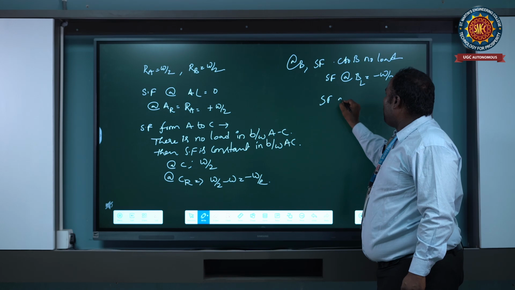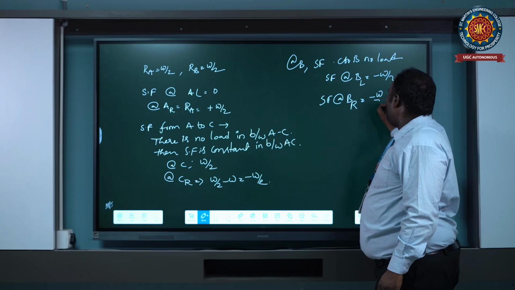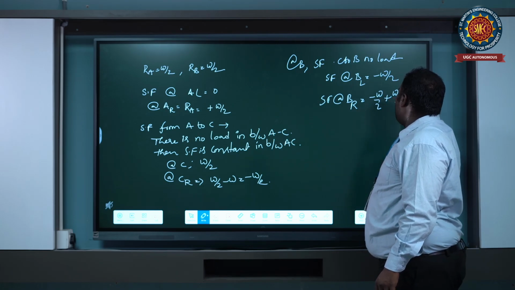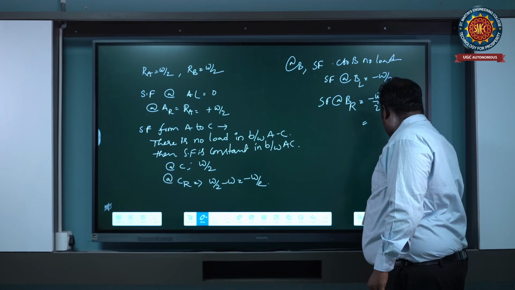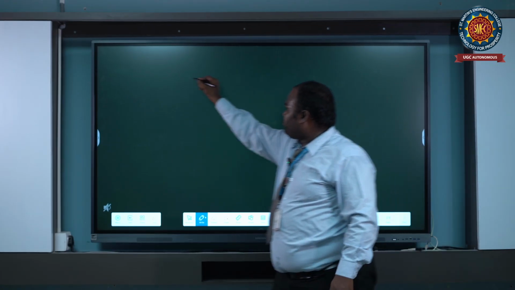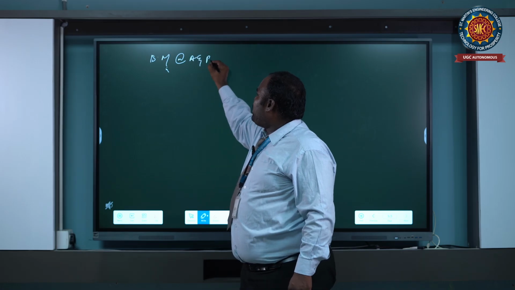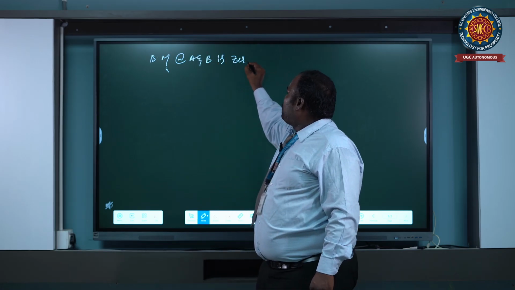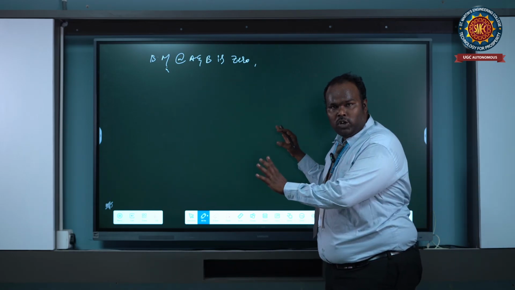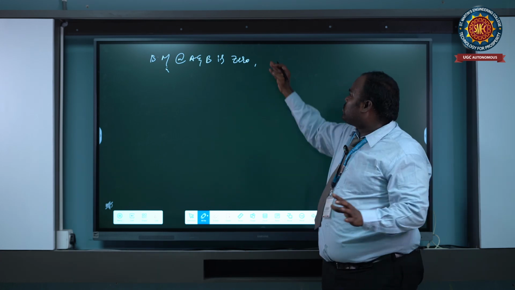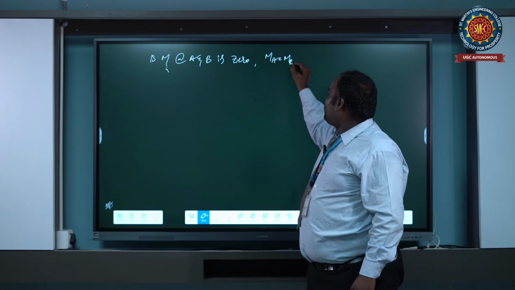Shear force at point B right side is, acting minus W by 2 plus W by 2 reaction, that equals 0. Now bending moment at points A and B is 0, because supports A and B are hinged supports, so it is a simply supported beam. There is no bending moment, so it is taken as 0. So MA equals MB equals 0.